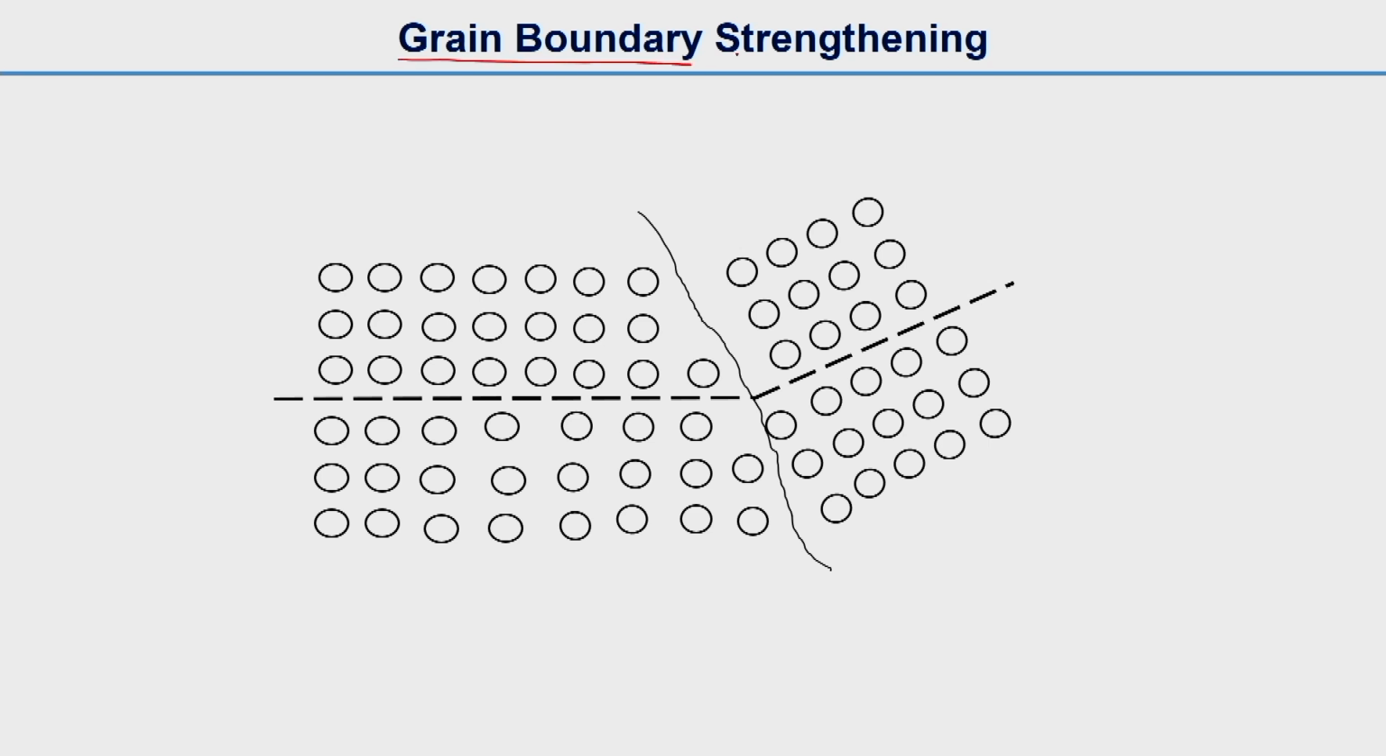So we are now discussing different strengthening mechanisms. This is the third strengthening mechanism we are discussing. Here we have an edge dislocation. If you see, these are planes of atoms. So here we have an edge dislocation. This is our extra half plane, and this is our slip plane. The dashed line is our slip plane.